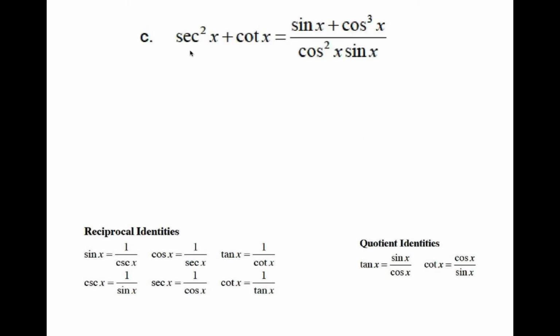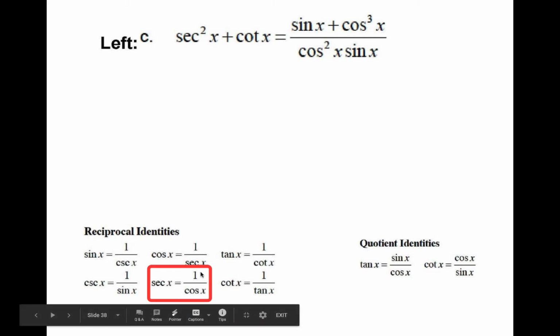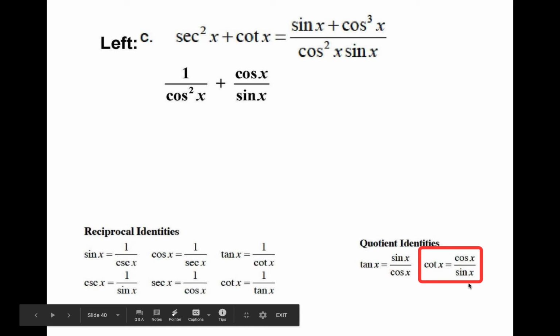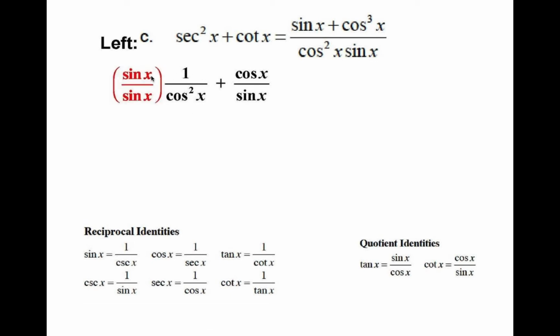For c, starting on the side without a fraction, that's the left side. We're going to convert this to sine or cosine. So secant is 1 over cosine x. And notice it's being squared, so it's 1 over cosine squared x. Plus cotangent of x, remember we use the quotient identity, cosine x over sine x. So we need a common denominator, so the left side needs to get multiplied by sine of x over the sine of x. This one needs to get multiplied by cosine squared x, so we have that on the bottom.